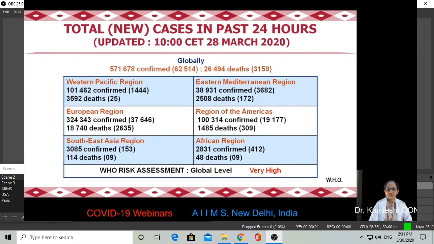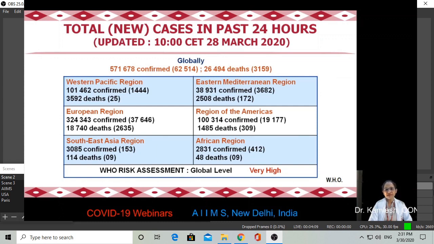The total new cases in the past 24 hours, as updated on 28th March, were over 5.7 lakh confirmed cases and over 26,000 deaths recorded. In the Western Pacific region, there were 1,01,462 confirmed cases and 3,592 deaths. In the European region, 3,24,343 confirmed cases and 18,740 deaths were recorded. In the Southeast Asia region, 3,085 confirmed cases and 114 deaths were reported.